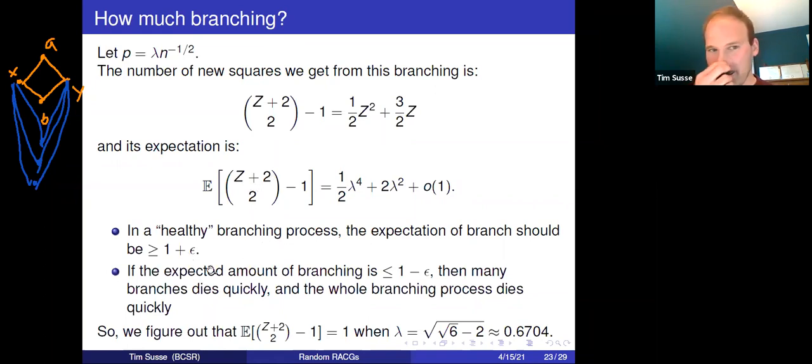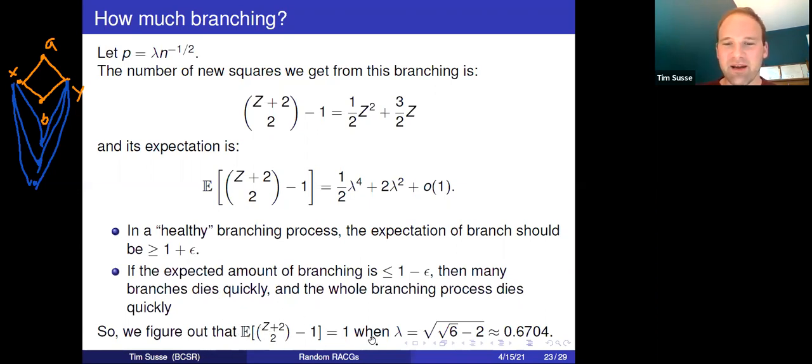But if the expected amount of branching is less than 1 minus epsilon, then this branching process will die quickly, right? Each branch will die fairly quickly because, well, you don't expect that many children at every stage. And so the whole branching process will die.